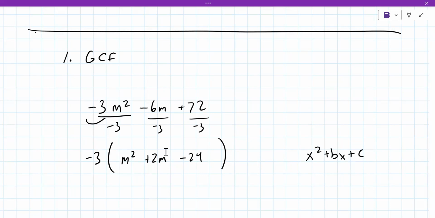Would it be 6? No, not 6 and 4. 3 and 8. -3 and 8. Well, those work to multiply to -24, but do they add to +2? Oh no. 12 and 2. That doesn't work.